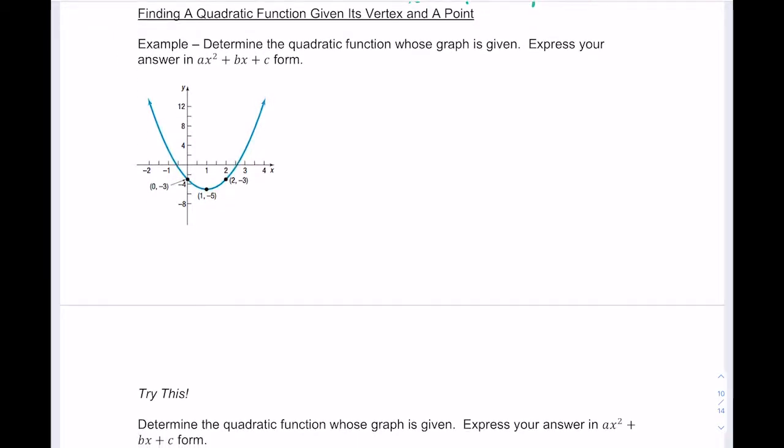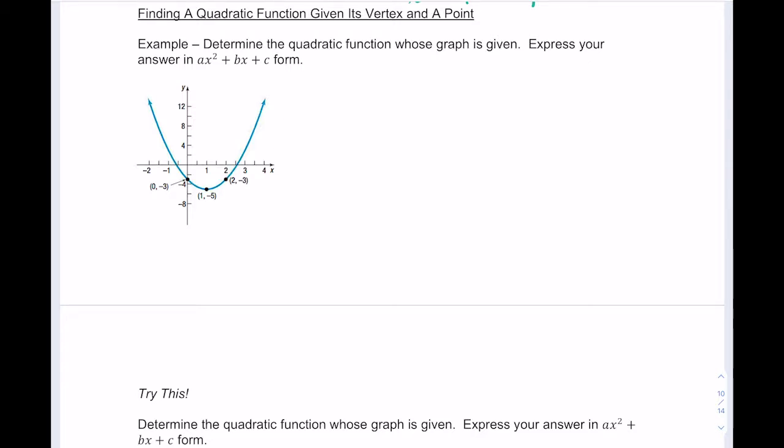Okay, the last thing we're going to look at here is determining a quadratic function when you're given the graph. And we want to express our answer in ax squared plus bx plus c form. So remember when we were doing equations of lines, we needed two things to write the equation of a line. We needed its slope, and we needed a point on that line. Here, when you're given a parabola, you need two things.